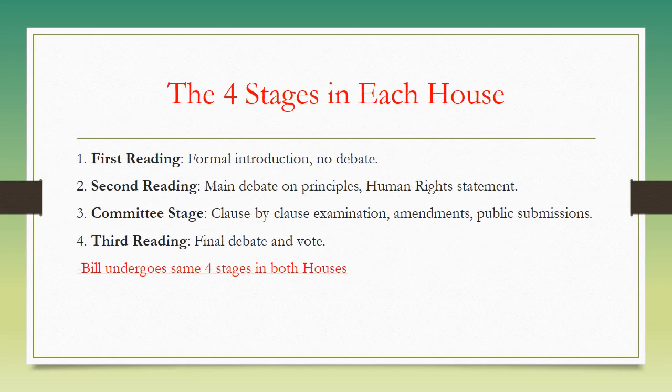The 4 stages in each house that a bill has to go through before it becomes an act. The first reading, which formally introduces the bill, and there is no debate at that stage. Then the second reading, where there is main debate on principles and the human rights statement. Then the committee stage, where there is a clause by clause examination of the bill, amendments, and also public submissions. Then you have the third reading, where there is the final debate and the vote.